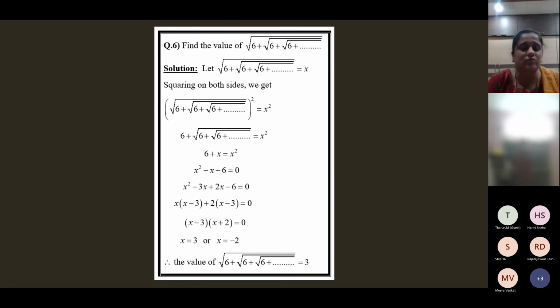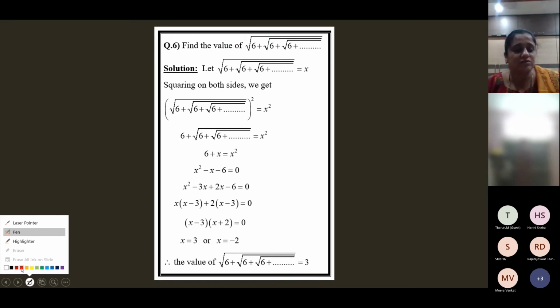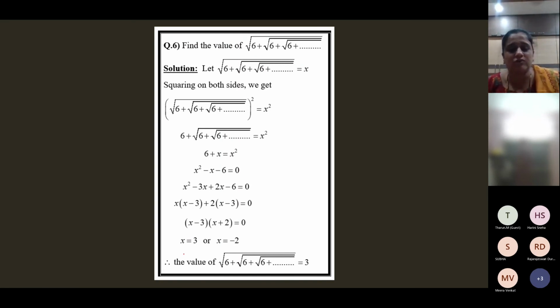Yeah, this is an objective question actually. That's why I've written, or you can leave it. If you ask me why have you written is equal to 3, you can just ignore this line. This is mostly an objective question, so I've written the positive value as the answer. X is equal to 3.